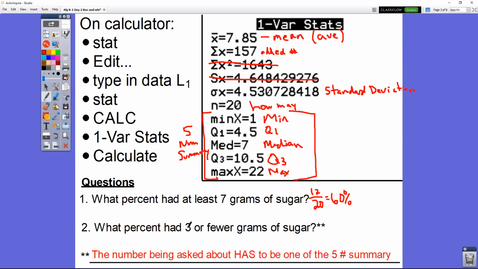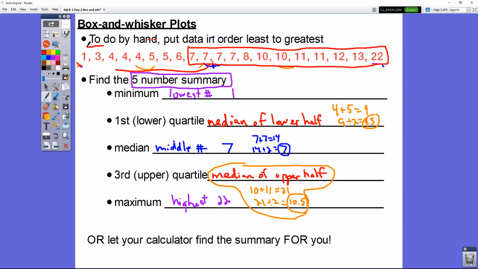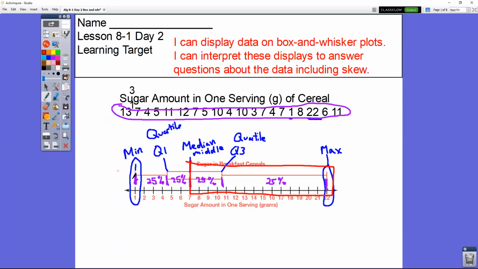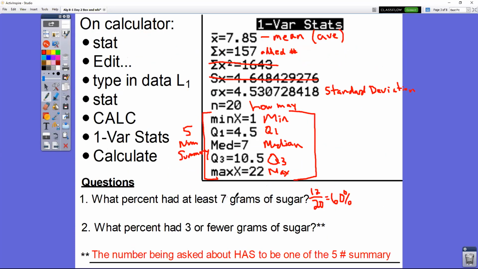What percent had 3 or fewer grams of sugar? 3 or fewer, there are only 2 numbers that are 3 or fewer. All right. We can't tell that from our box and whisker plot because we can't tell how many are 3 or fewer. It's somewhere in this bottom 25%. We can't tell for sure. If we had the data, we would do 2 out of 20. 2 out of 20 is 10%. Remember, top divided by bottom, move the decimal point over 2 places.